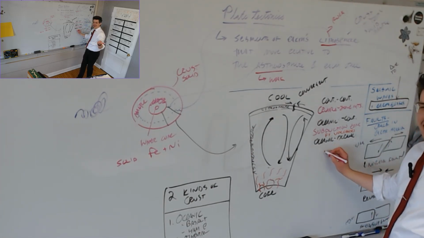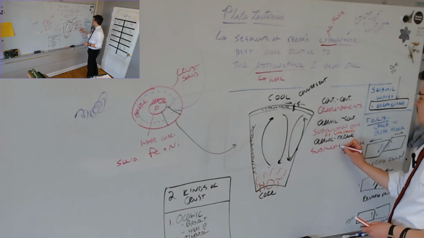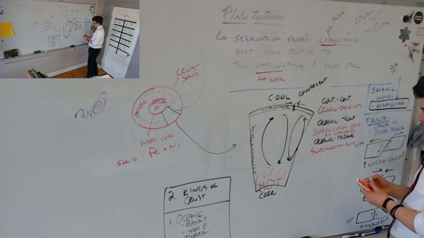The same thing can happen with oceanic. It can also be a subduction zone. And it can also feature volcanoes.